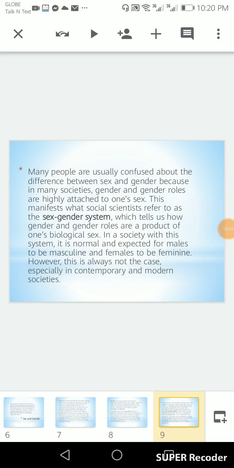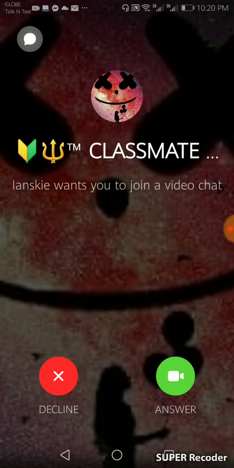Okay, many people are usually confused about the difference between sex and gender because in many societies, gender and gender roles are highly attached to one sex. This manifests what social scientists refer to as a sex-gender system, which tells us that gender and gender roles are a product of one's biological sex.